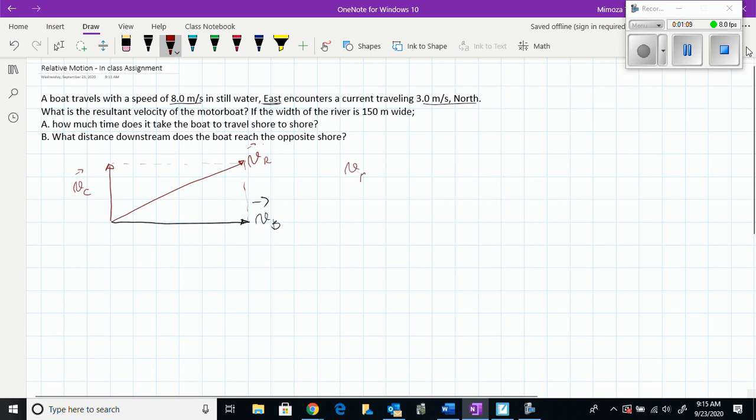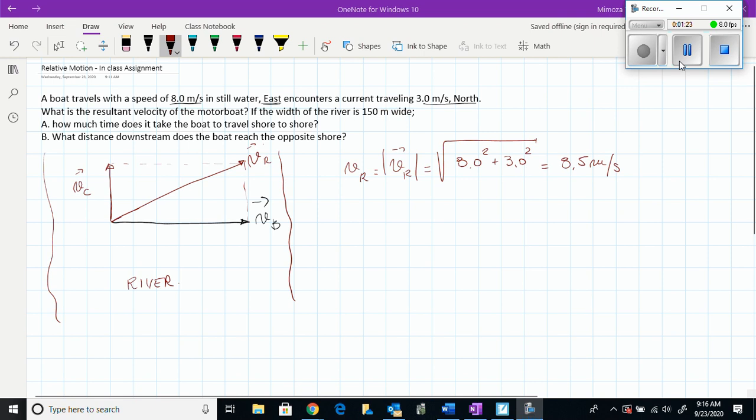So then the magnitude of the resultant velocity will be the square root of 8 squared plus 3 squared. And your calculator will give you 8.5 meters per second. And then the angle with the shore will be inverse tangent of 8 over 3.